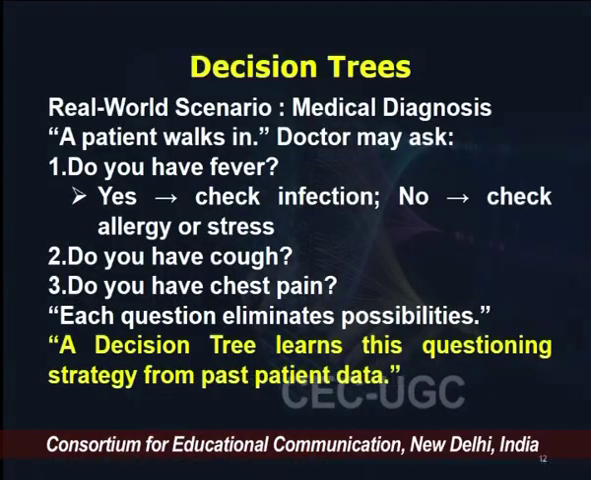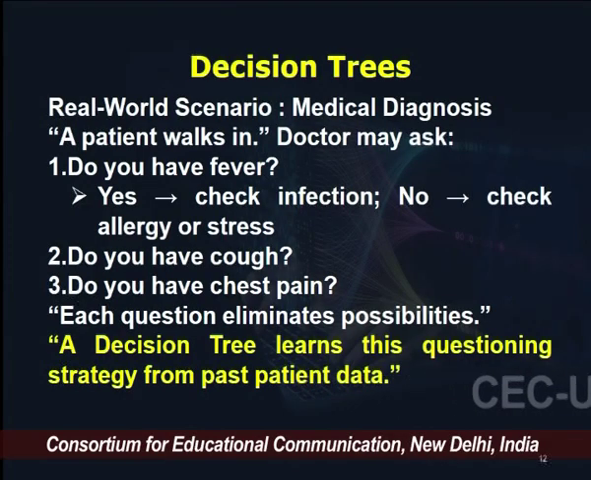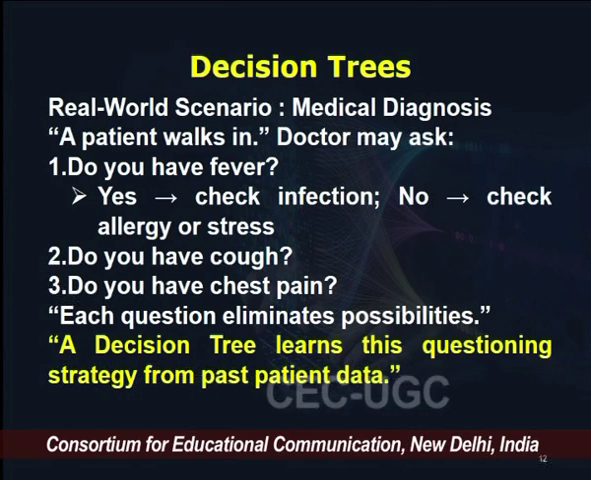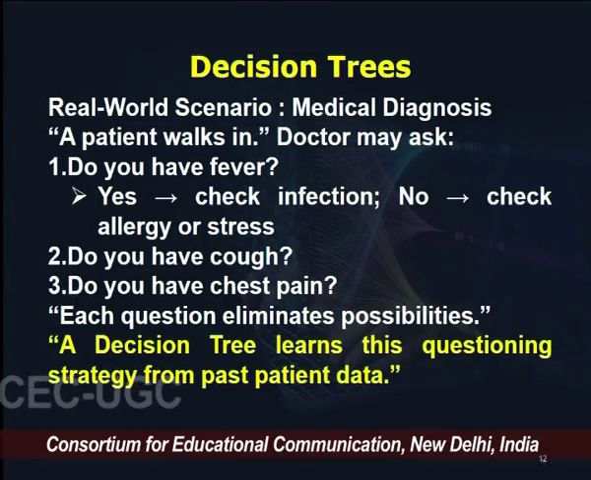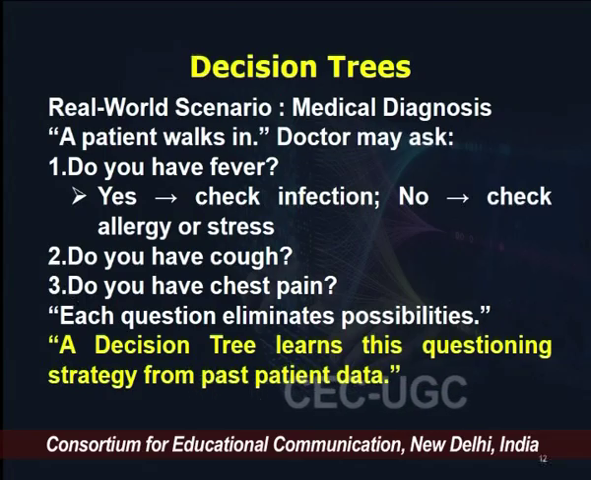So, a real world scenario can be, for example, medical diagnosis, right. A patient walks in to a doctor, and the doctor may ask, do you have a fever? If yes, that is a question that he has asked. If he finds that yes, he would check for infections. If he finds that no, then he might check for allergy or stress. So, the next question could be, do you have a cough? Another question could be, do you have chest pain, right. So, each question is actually eliminating possibilities. So, from uncertainty to a level of certainty, right.